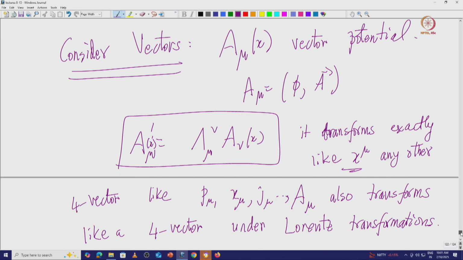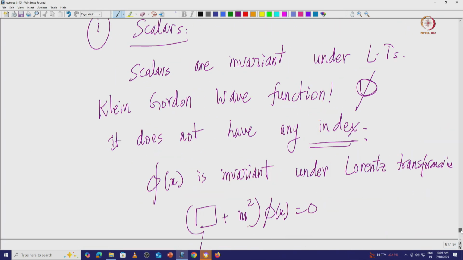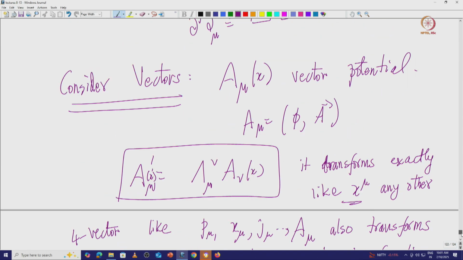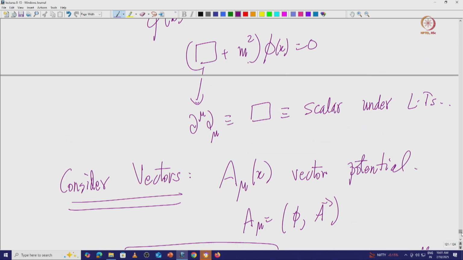So, we showed how a scalar transforms. A scalar is invariant, which is the wave function of the Klein-Gordon field, and it does not have any index, and phi is invariant under Lorentz transformation. So, it is very easy to show the invariance of the Klein-Gordon equation under Lorentz transformations, because it is just a scalar equation, and so it is always invariant. You can explicitly verify that there is an upper index here and a lower index here, and you take a Lorentz transformation on each of these terms in your Klein-Gordon field, and then you can show that this is invariant under Lorentz transformations.